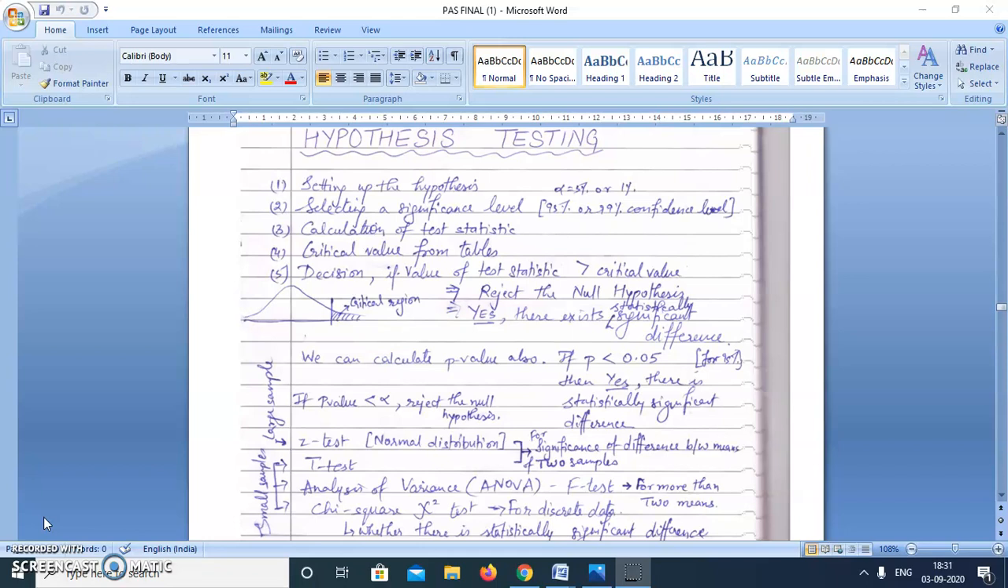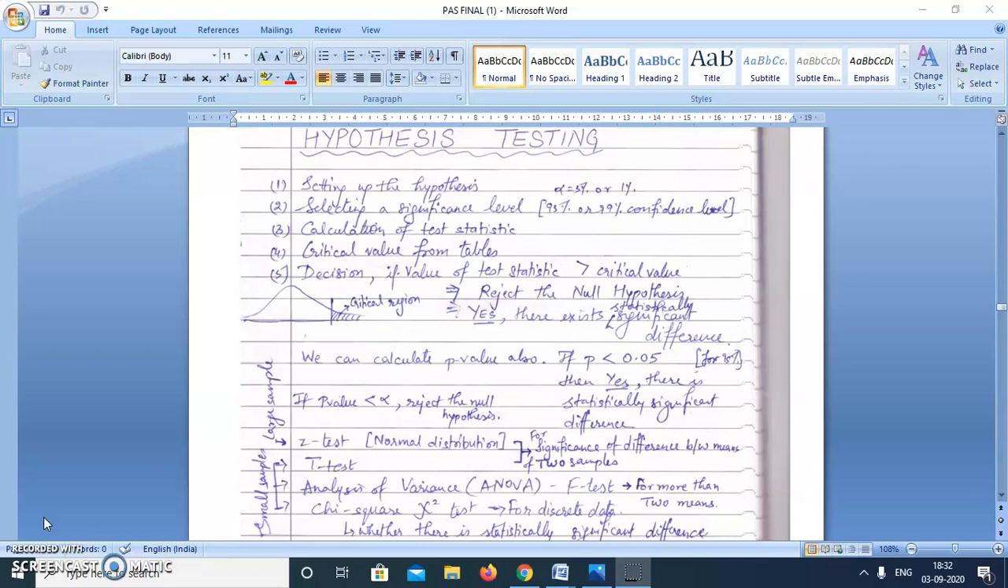Now under hypothesis testing, first we need to understand the terms null hypothesis and alternate hypothesis. So we can understand it by this: if we have to compare the means of two samples, we go for t-test. If we have to compare the means of more than two samples, we go for analysis of variance. And chi-square test we use for discrete data or counting or frequency data, which is somewhat different. So we'll study chi-square in the next class.